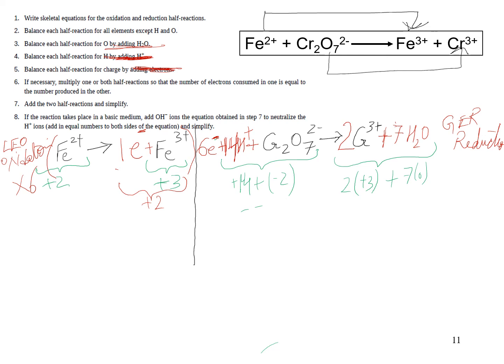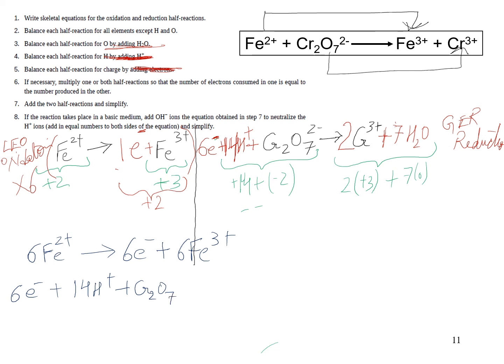What is the first half reaction? Just multiply by 6. So I have 6 Fe2+ produces 6 electrons, 6 times 1 minus, plus 6 Fe3+. So that's my first half. Let's write our second half. We did not multiply this with anything, so it stays as is, which is 6 electrons plus 14 protons plus Cr2O7 2- changing to 2 Cr3+ plus 7 water molecules. So that's my second half.